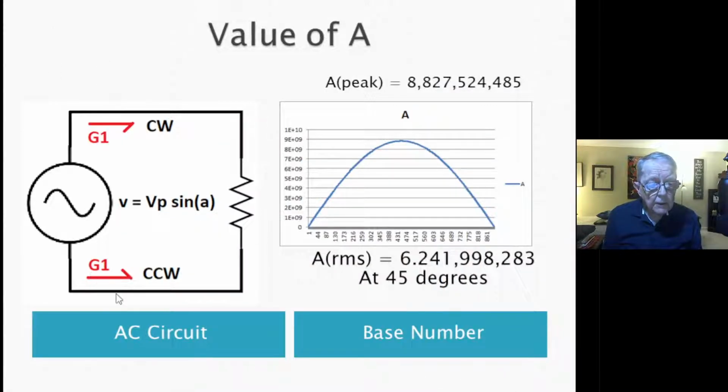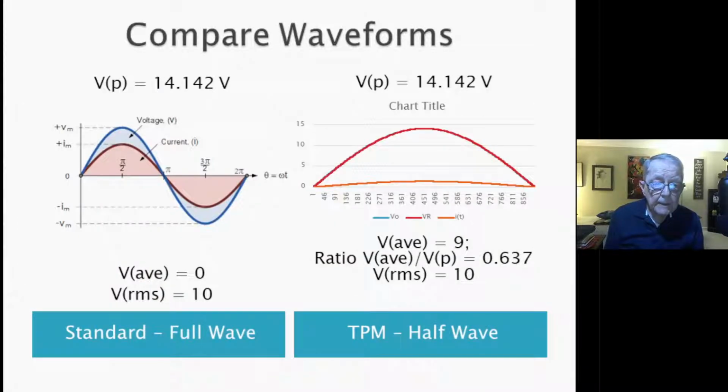So yeah, you've got a half cycle this way and a half cycle this way. The peak was 8.8 billion. The average value actually turns out to be 6.241 billion, and I found that at 45 degrees in my spreadsheet. So you compare the peak voltage, which for both is the same. The average, if you just take the simple average for a sine wave, is 0.